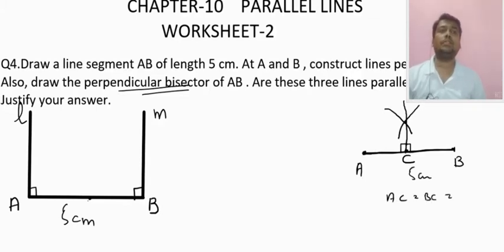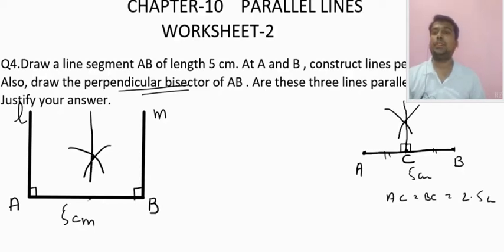So if the length of AB is 5 cm, it is 90 degrees also, since it is perpendicular, but since it is a bisector also, AC is equal to BC is equal to 2.5. Okay, so in the same way we will draw here in this question. AB is equal to 5 cm. Let us draw its perpendicular bisector.